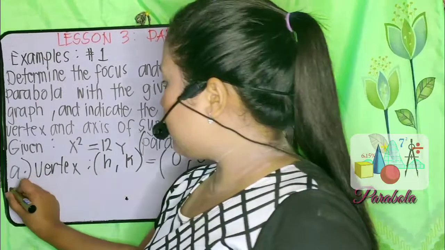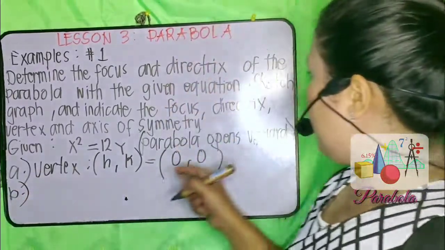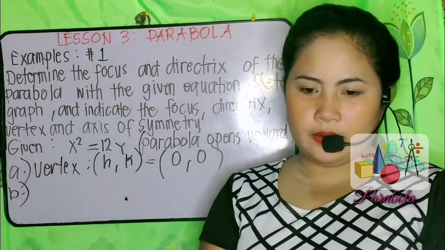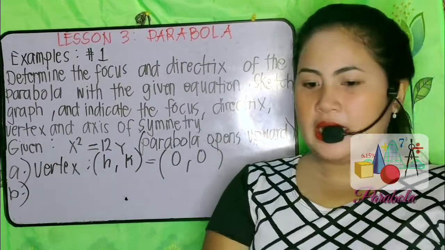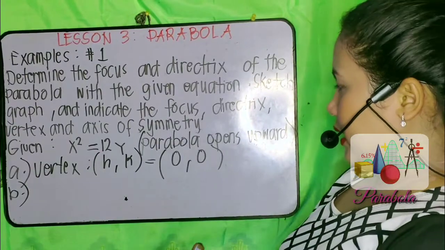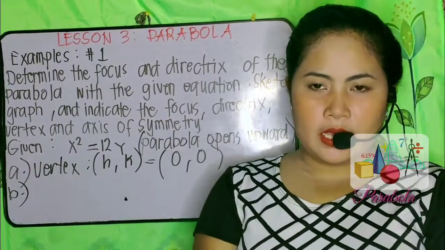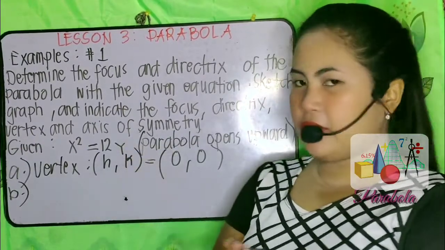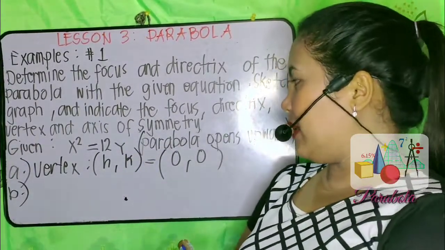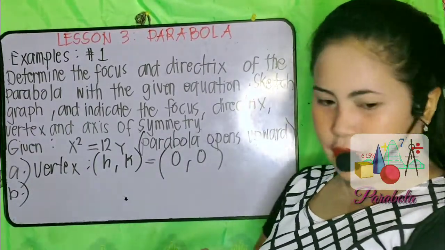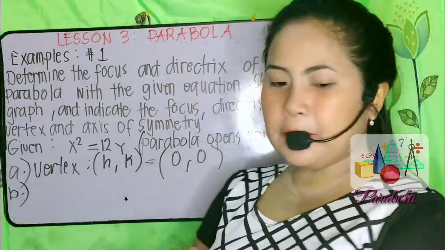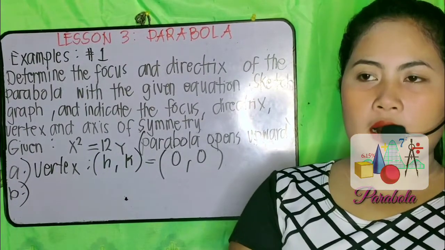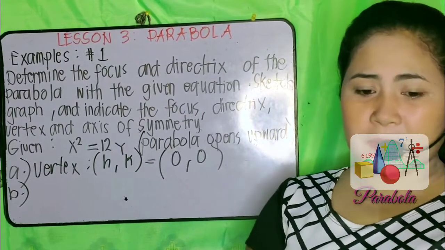Then, let's proceed to the focus. Hanapin natin yung focus. Since the formula for the focus is (h, k plus a), hindi pa dyan given yung a. Wala pa dyan yung value ng a. So, hahanapin natin yung value ng a. Paano ba hanapin yung value ng a? First, step 1, kailangan muna nating hanapin yung value ng a. Okay, so paano ba yun hanapin?